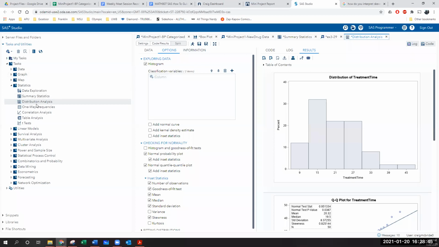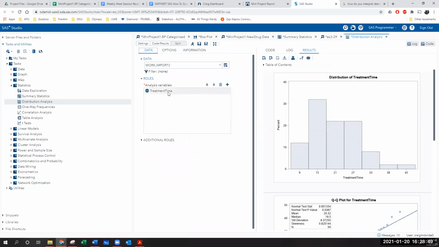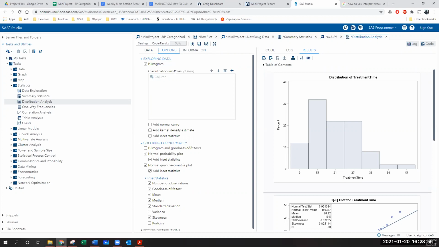Are you doing distribution analysis? Yeah. Okay. And then under data, all you do is choose treatment time and nothing else on this page. And then everything else is done under options. Under options, you can take the histogram off if you want, you won't get this. But what's important is under checking for normality, you need the normal quantile plot. Okay. And that's all you need.